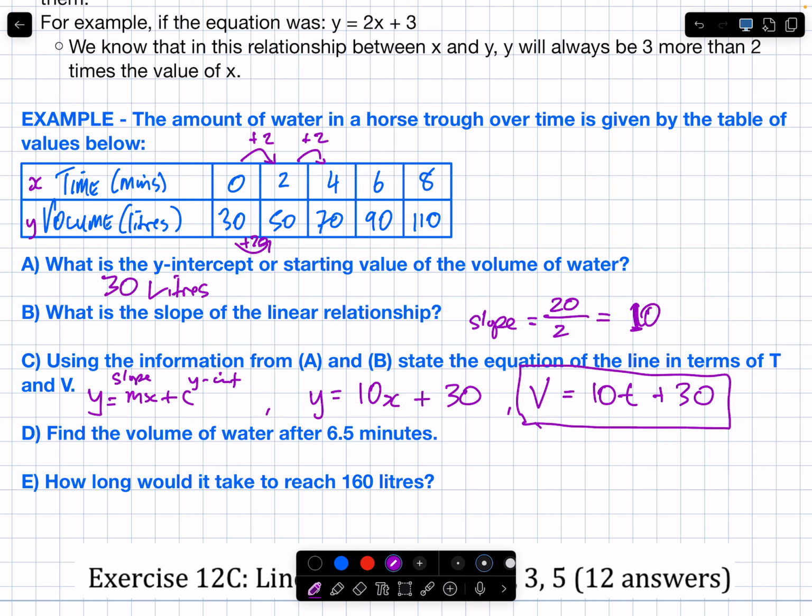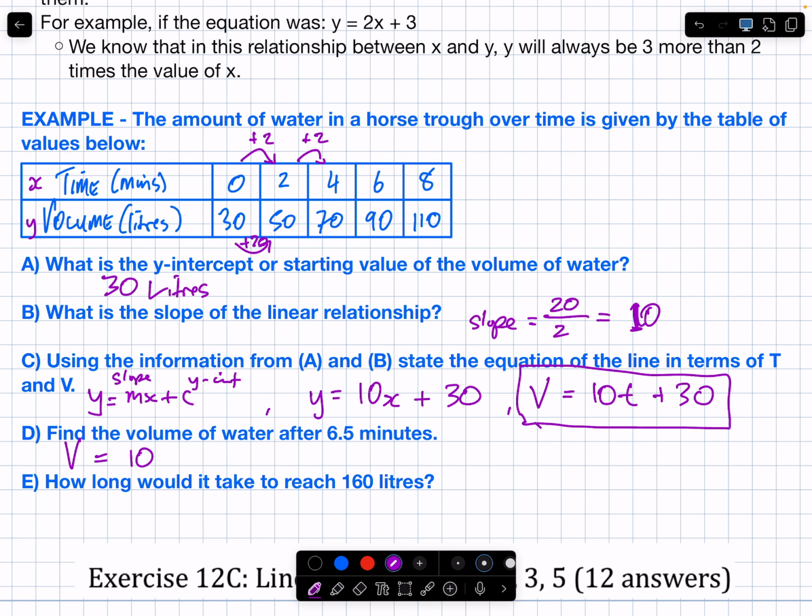Last 2 questions here. Find the volume of water after 6.5 minutes. Does the table have 6.5 minutes in it? No. I could fill it in, but the point of doing the algebra is we can just replace the algebra. Find the volume of water. Volume equals 10. What would T be if it was 6.5 minutes?